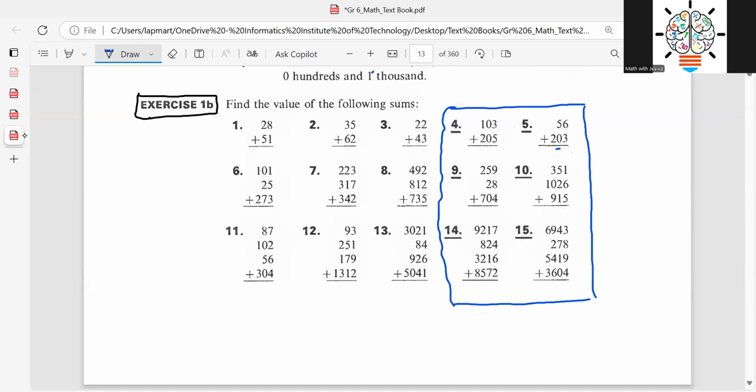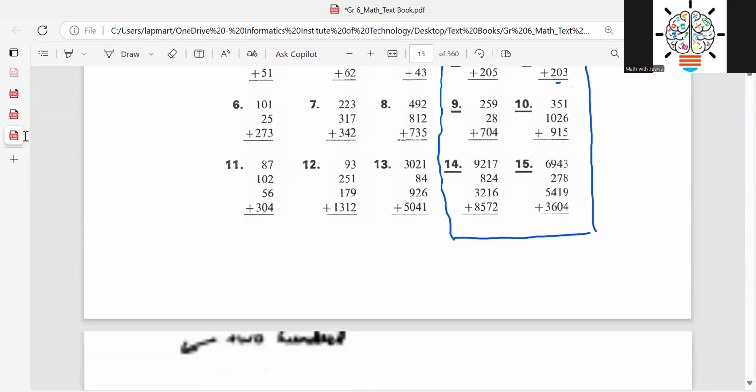So that is exercise 1B. We want to do questions 4, 5, 9, 10, and 14, 15. That means all the underlined ones, right? Then we will move to the next one.